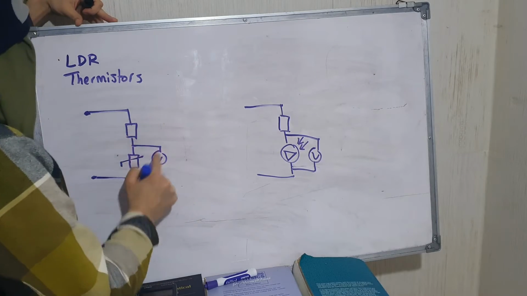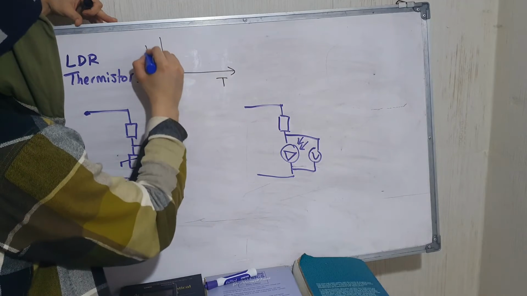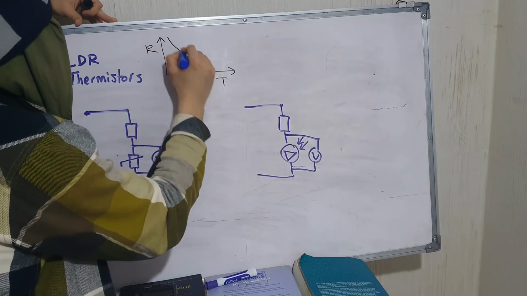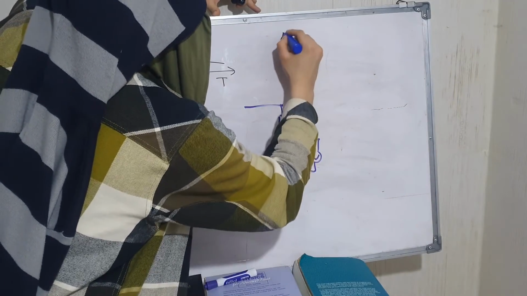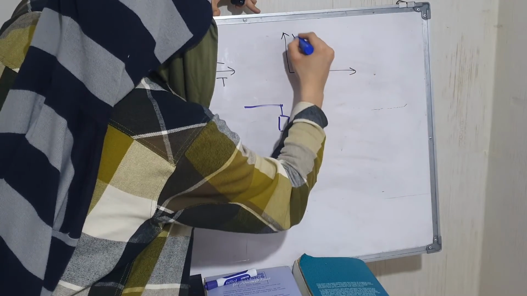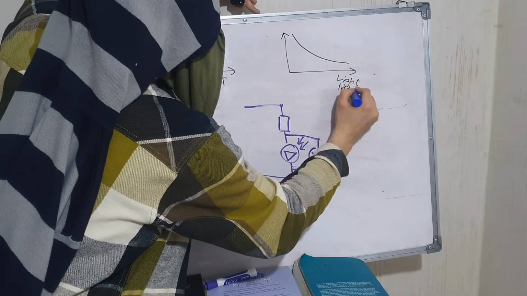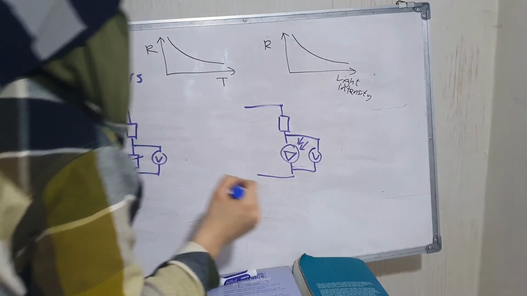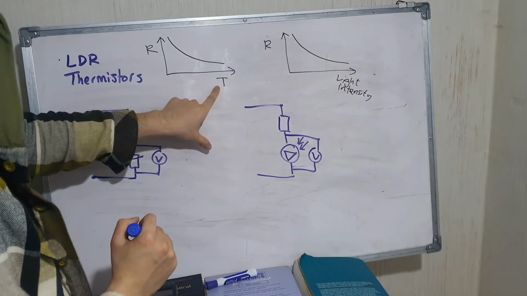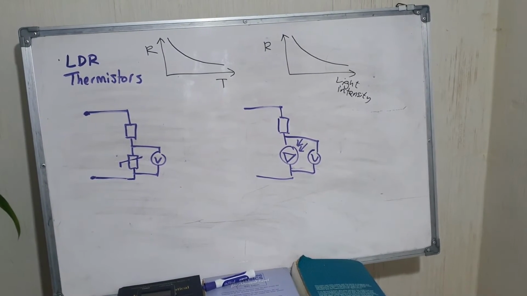So for a thermistor, as you increase the temperature, what happens to the resistance? It goes down. And what happens for light intensity? So let's just say light intensity and R. Again, it goes down. So as you increase the temperature, the resistance will decrease. And as you increase the light intensity, the resistance decreases.